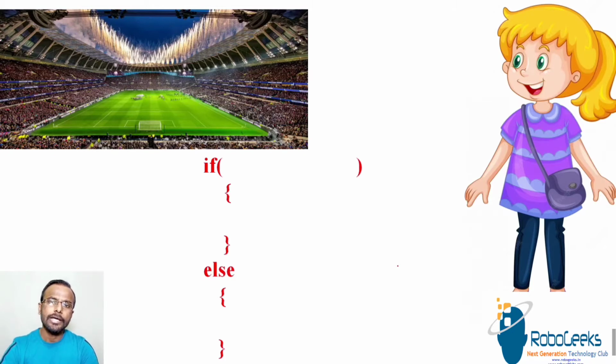So basically you are programmed with an if and else condition. Here you will check if he has a ticket or not. If he has a ticket, you will let them enter inside the venue. If they don't have a ticket, what will you do? You will request them to buy a ticket.